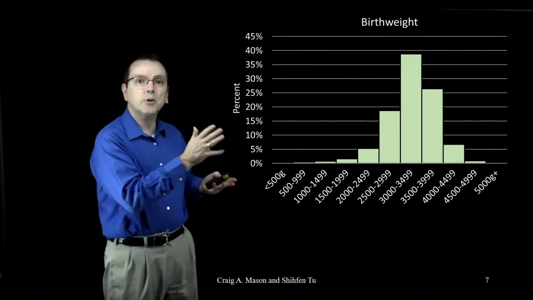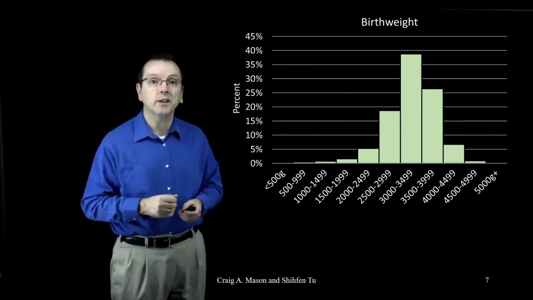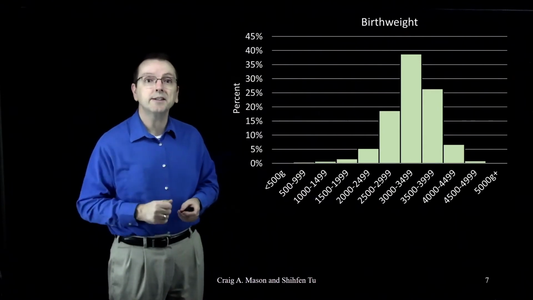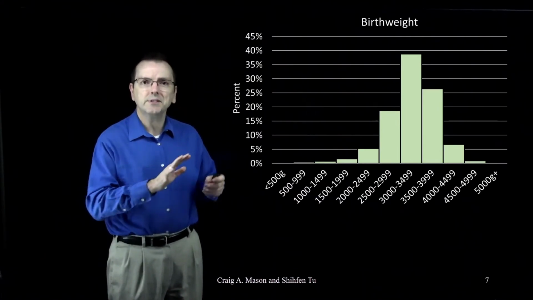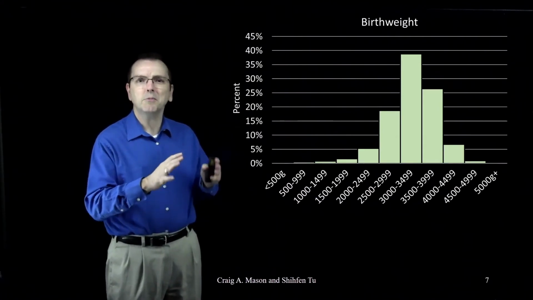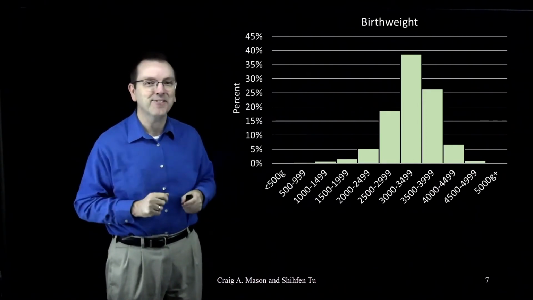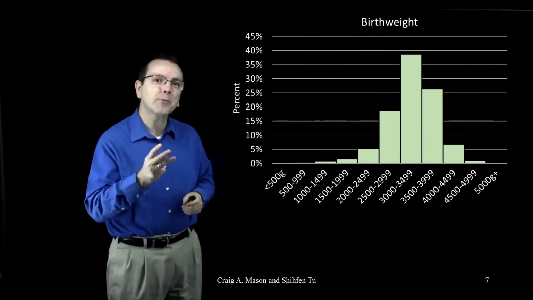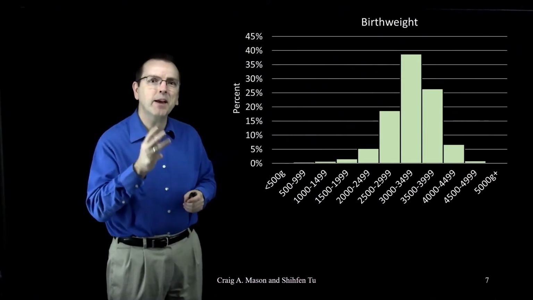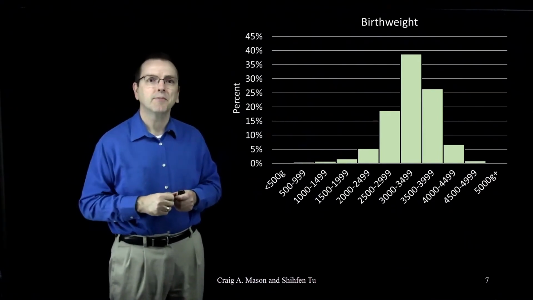Here's a histogram of birth weights for babies born in the United States in 2018. It's fairly typical, rather normal looking. We'll come back to that later. It highlights three general fundamental characteristics of distributions.